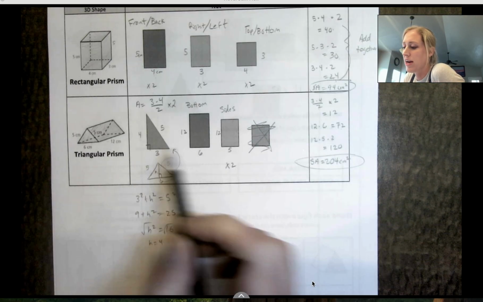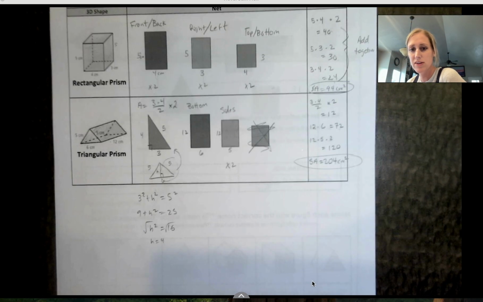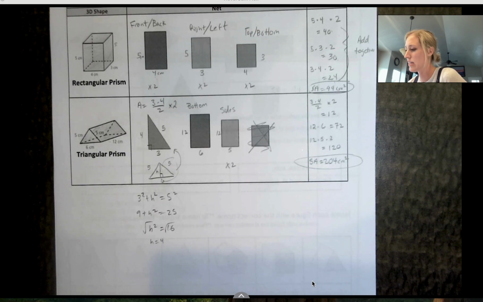Okay, so this is kind of a method just to help you break it down and see the individual pieces, that we're just finding the area of each piece and then adding it together. Okay, I'm going to stop there, you guys.